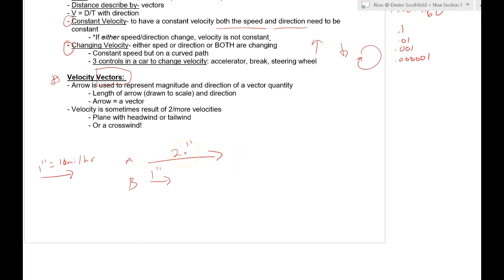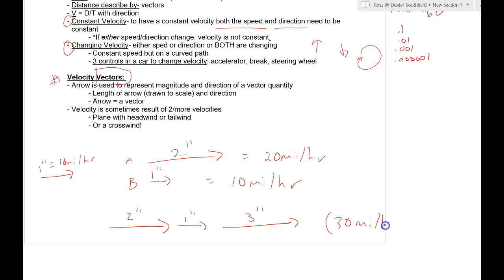If this is 2 inches long and 1 inch equals 10 miles an hour, we're just talking about a scale here, like on a graph. That's 20 miles an hour. In this case, it's just 1, okay, so 10 miles an hour. Now what happens if we start to combine these things? If I take a 2-inch vector and add it to a 1-inch vector, this one's going to be pushing this one. All of a sudden the resultant velocity would be 3 inches, or 30 miles per hour to the right.